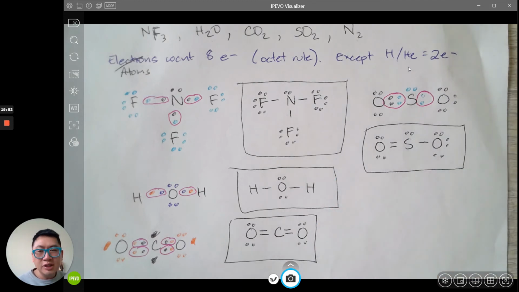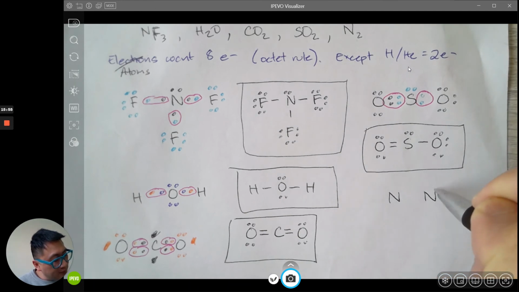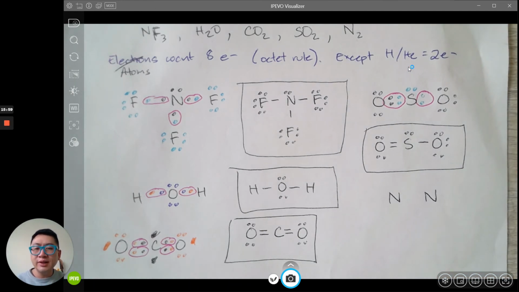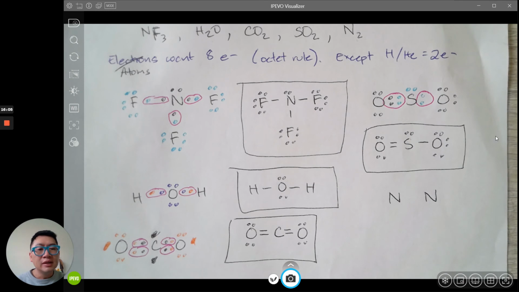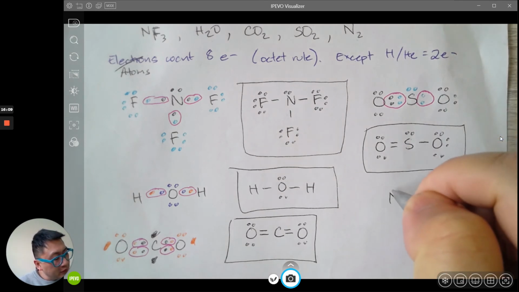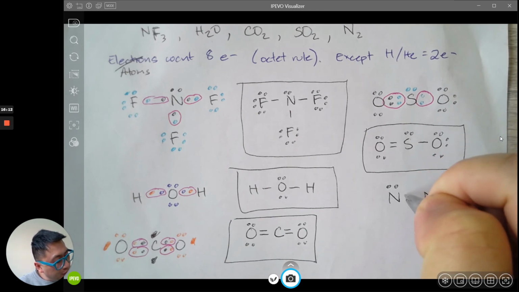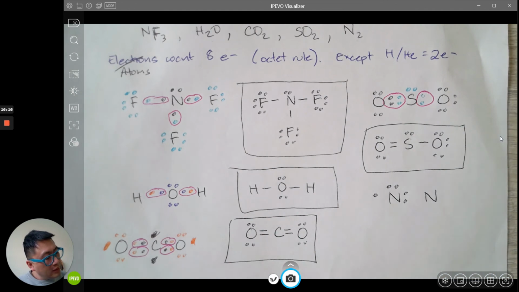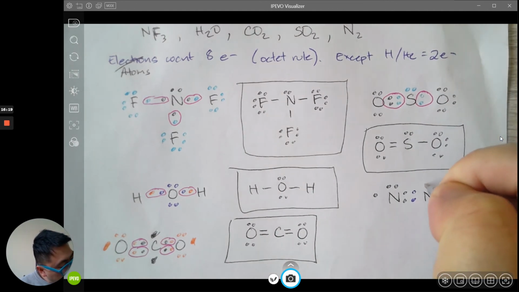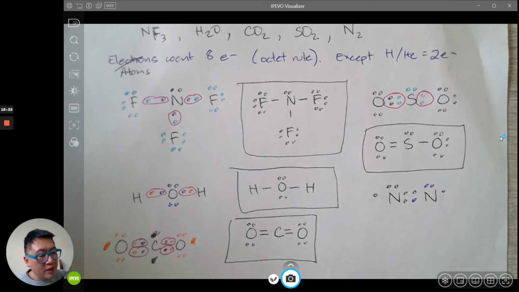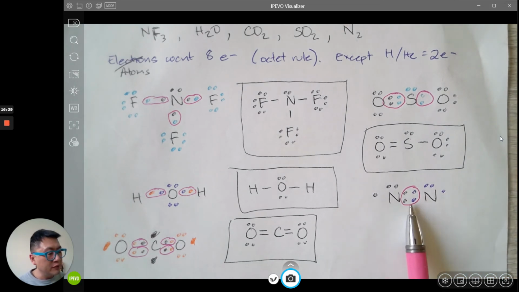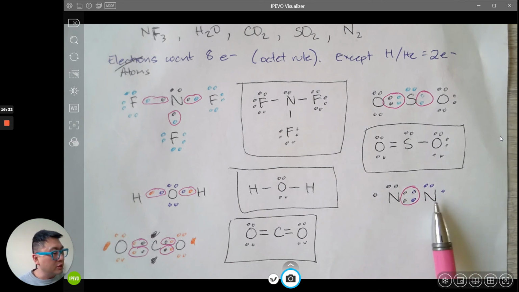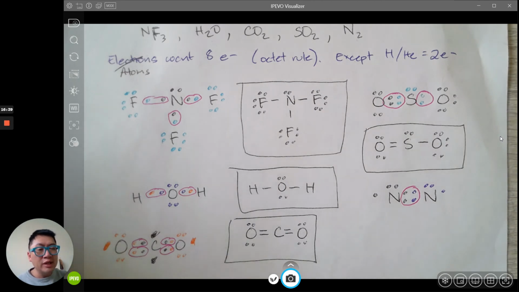Last one, nitrogen, N2. Okay, well, it's just 2 nitrogens. Let's look up what group they're in. Nitrogen is group 5. So I'll put 5 dots around each nitrogen. Let's do 1, 2, 3, 4, 5, and I'll put 1, 2, 3, 4, 5. And if it were to share these 4 electrons in the middle, you would see the nitrogen on the left has 2, 4, 6, 7. The nitrogen on the right has 2, 4, 6, 7. That's not enough.